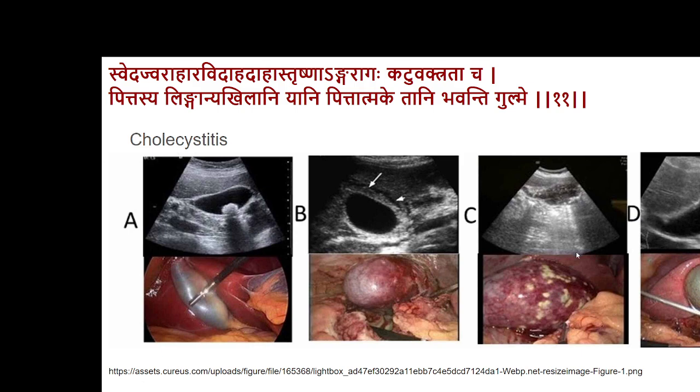But if the gallbladder becomes distended so much and the walls become thickened, or maybe the walls become fragile, or even there could be empyema of the gallbladder where there could be pus formation, that condition is considered surgical.